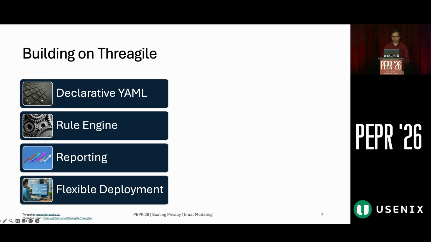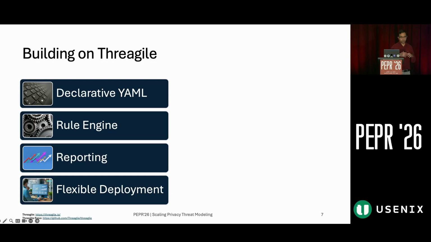Our Privitect is based on Threagile. The reason we are using Threagile here is that, as you might know, it's an open source security toolkit that you can use to determine the security threats for a given application. And it allows one to declare the architecture of their system as a YAML file. It already has a rule engine which consists of almost 50 security-based rules.